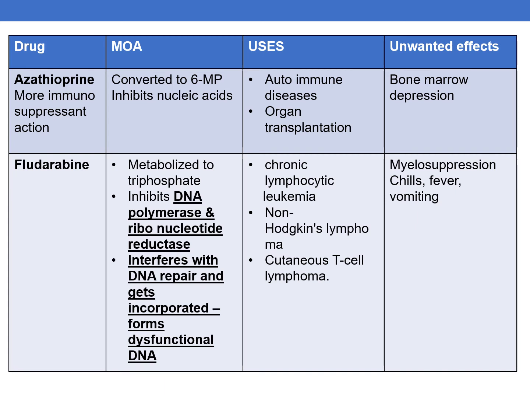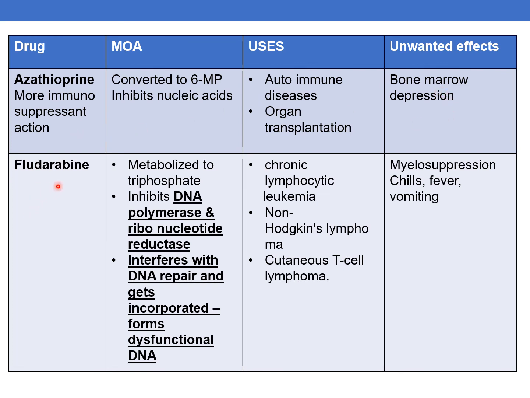Coming to the summary of purine antagonists, the drug is azathioprine. It has more immunosuppressant action. The mechanism of action is it is converted to 6-mercaptopurine, which inhibits the nucleic acid synthesis. The uses are it is used for autoimmune diseases and organ transplants. Unwanted effects are bone marrow depression.